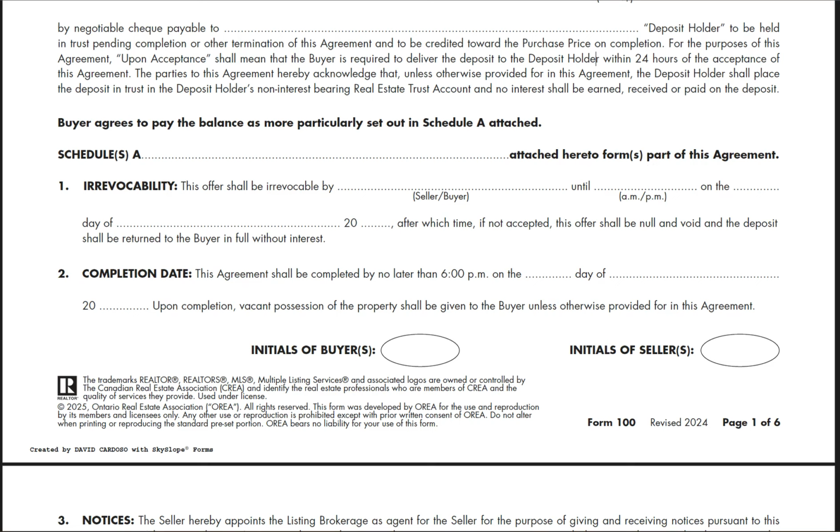Again, if the offer isn't accepted, usually it's the seller that doesn't accept the offer by the irrevocable day, then the offer becomes void, and the buyer doesn't have to worry about being committed to this offer any longer.